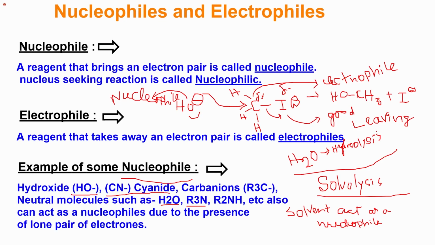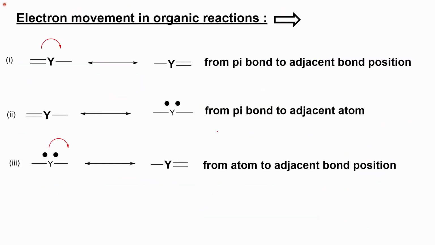Good nucleophiles include hydroxide, cyanide, carbanion, and neutral molecules such as water, R3N, R2NH, etc., which can act as a nucleophile. So here OH is the nucleophile, carbon is the electrophile, and I is the good leaving group. Now, we'll see how the electron movement happens in an organic reaction.